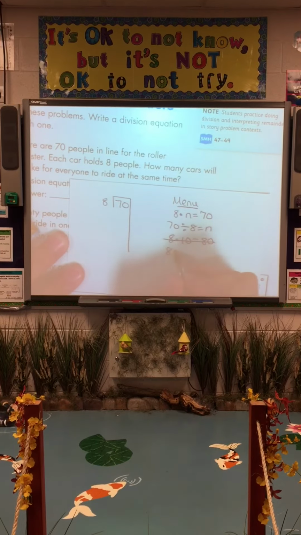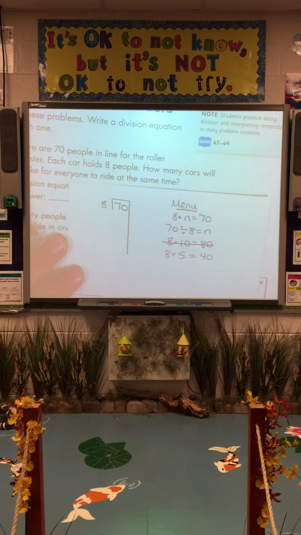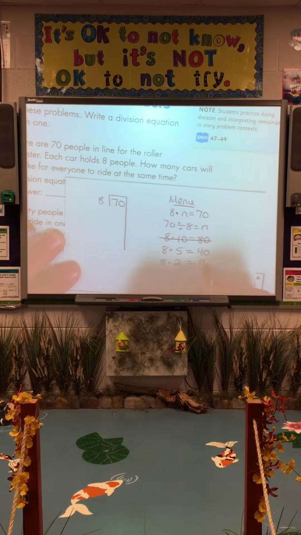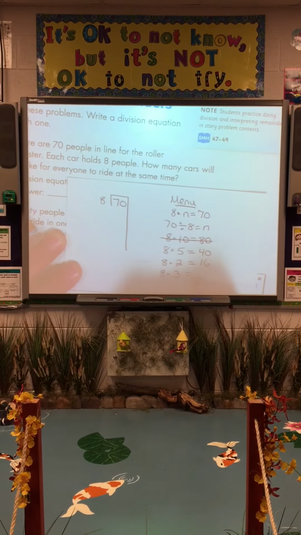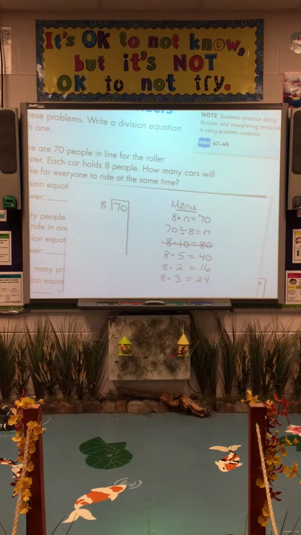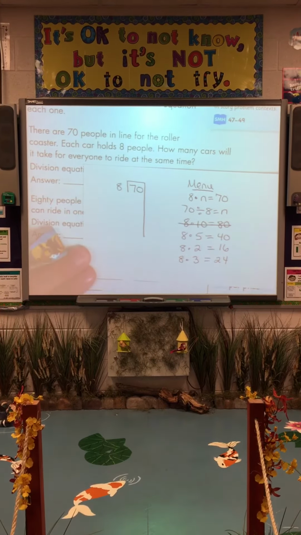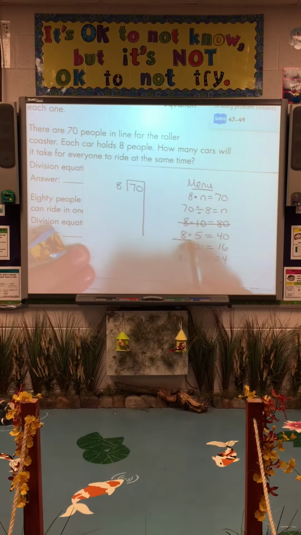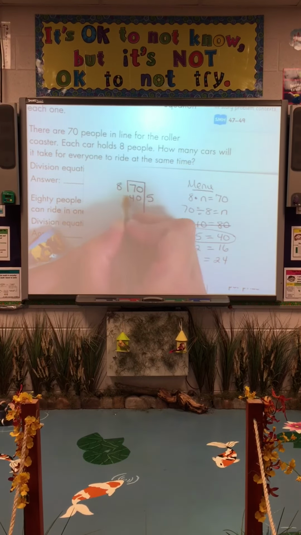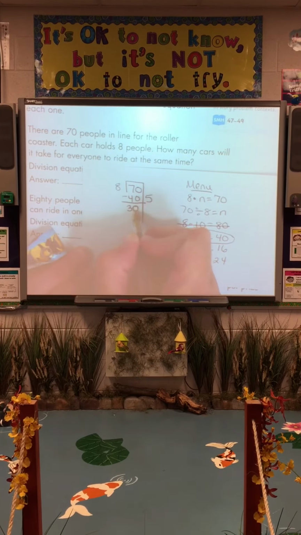Okay, well, I know 8 times 5 is 40. That could be helpful. I know 8 times 2 is 16. 8 times 3 is 24. I'm not really comfortable with 8 times 6, so let me see if I can use what I've already come up with on my menu to help me solve my problem. So, if I take out 5 groups of 8, 8 times 5 is 40. Taking out 5 groups of 8, 70 minus 40 leaves me with 30.